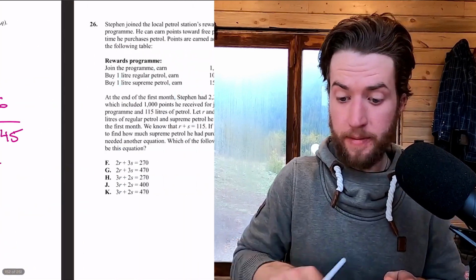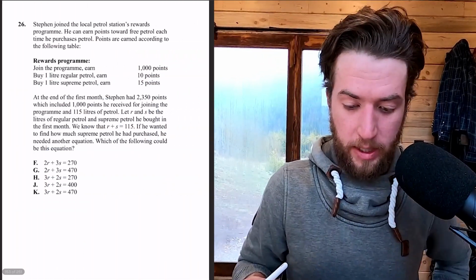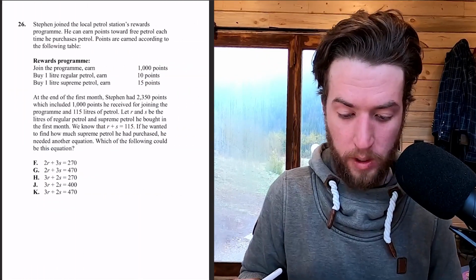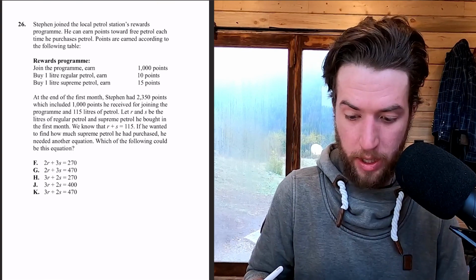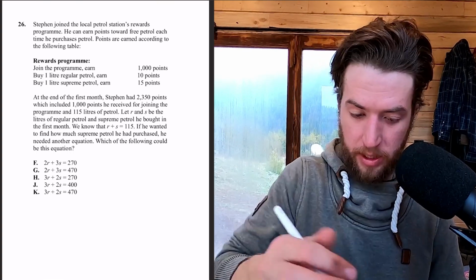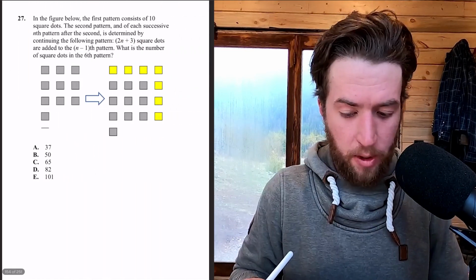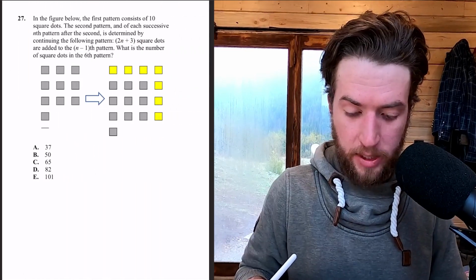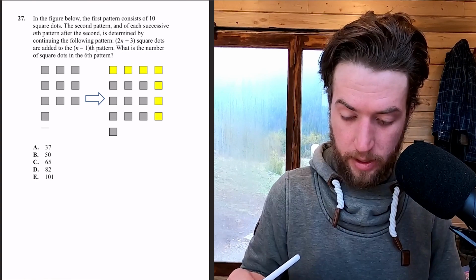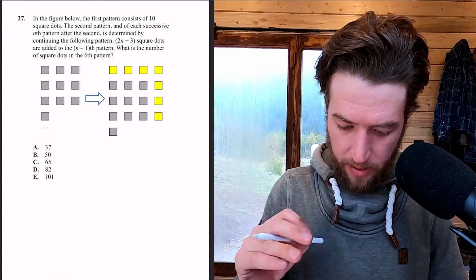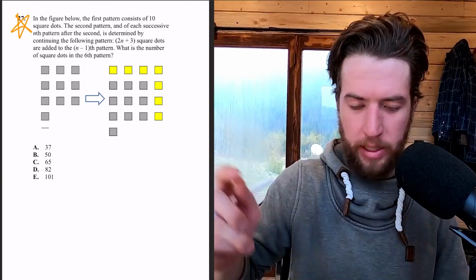On to the next. All right, Stephen joined the local petrol station's rewards program. He can earn points through free petrol each time he purchases petrol. This is a long question, so we're just going to come back to it. In the figure below, the first pattern consists of 10 square dots. The second pattern, and each successive, is literally just another long one. We're just going to come back to that one too. Those two in a row.